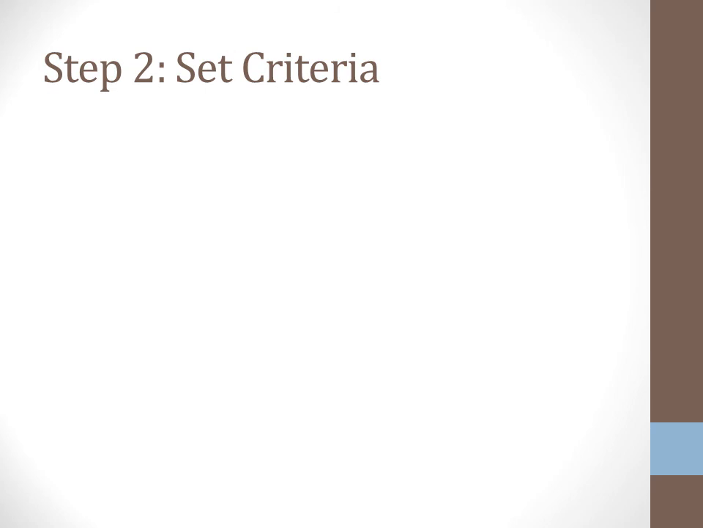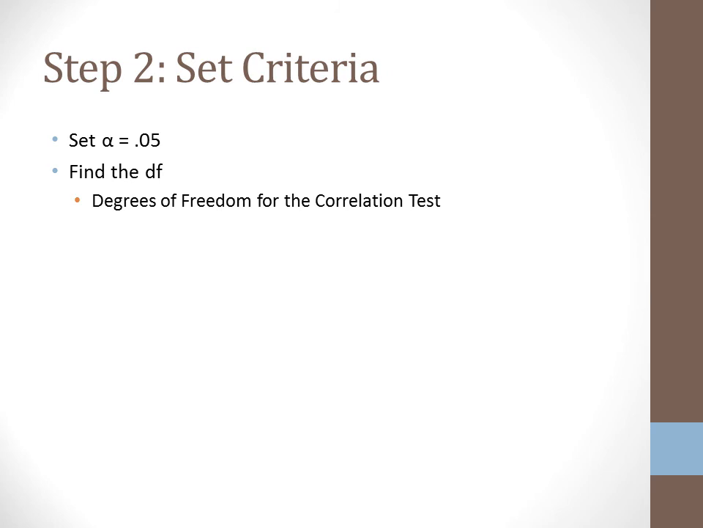Step 2 of hypothesis testing is setting our criteria. Again, we need to select an alpha level, which is often given to us. Then next we need to find the degrees of freedom. The degrees of freedom for the correlation test is actually pretty straightforward. It is simply defined as n minus 2.